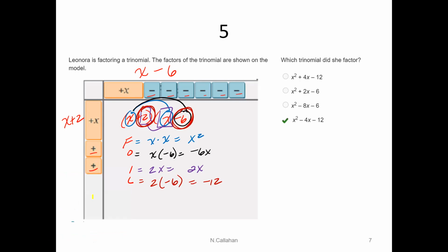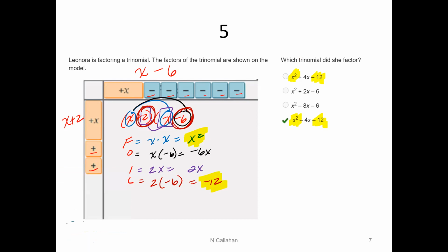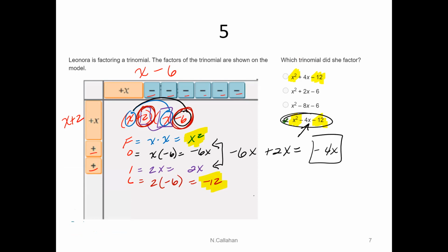Well, if I just take a look at my answers here, which one has an x squared and a negative 12? Well, I know A has that. I also know that D has that. But what they differ is a number in the middle. So look at these two numbers in the middle. Negative 6x plus 2x. What is that going to give you? That gives you a negative 4x, which is this number right there. So your answer here is going to be D as in dog.